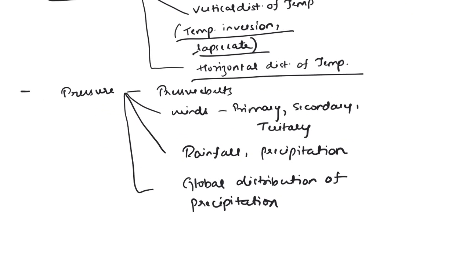And the next concept, pressure. Under pressure, we first saw pressure belts: thermally induced pressure belts and dynamically induced pressure belts. Equatorial low pressure, subpolar high pressure, subpolar low pressure, all these we have seen. Then in winds we discussed primary winds, secondary winds and tertiary winds. In primary winds, trade winds, westerlies, polar easterlies, and secondary winds, what are they? Land and sea breeze, and also mountain and valley breezes, these we have discussed.